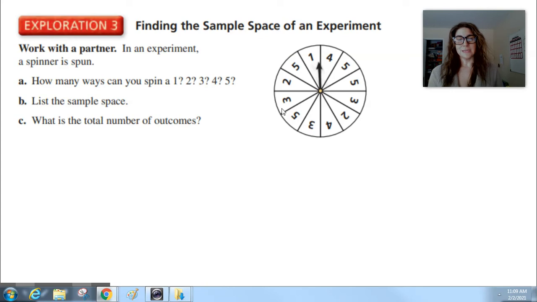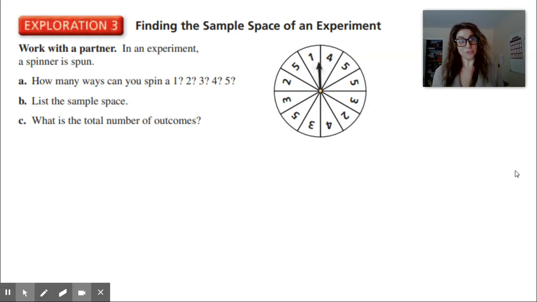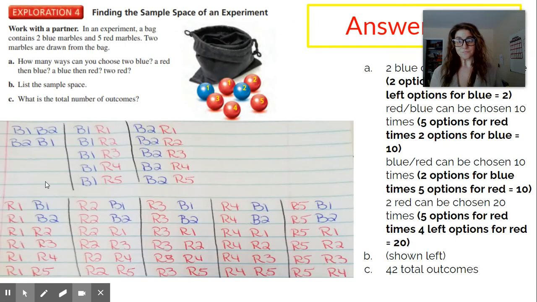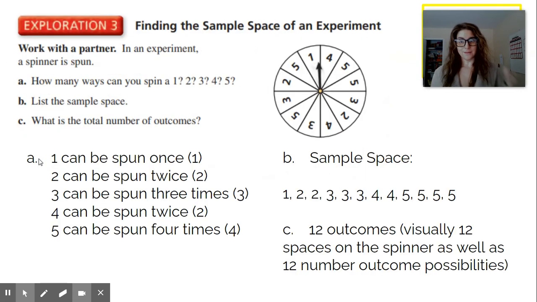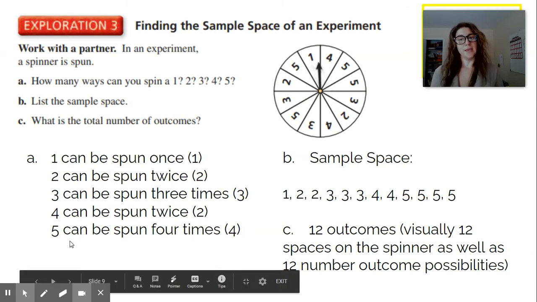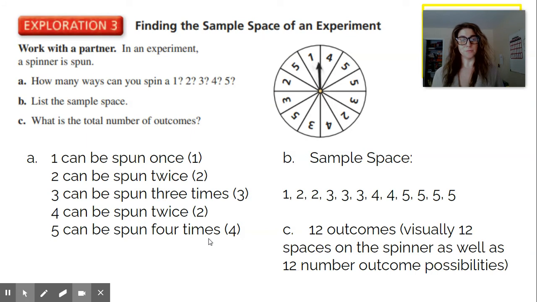For part B, your sample space is all of the spaces. How many spaces are there? What are they? That's your sample space. And then the total number of outcomes would be how much did you list in your sample space? And this would be your answer, right? So a 1 can only be spun once. 2 was twice. 3 was 3 times. 4 was twice. And 5 was 4 times. That's how many times they appeared in the wheel.